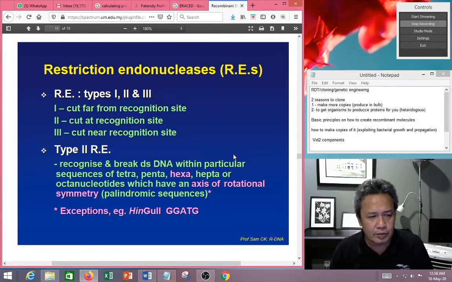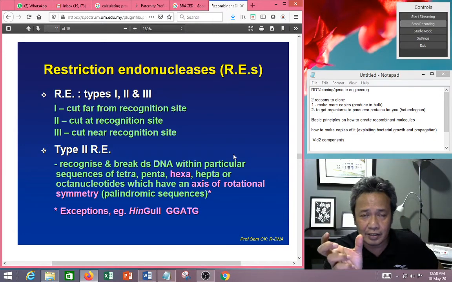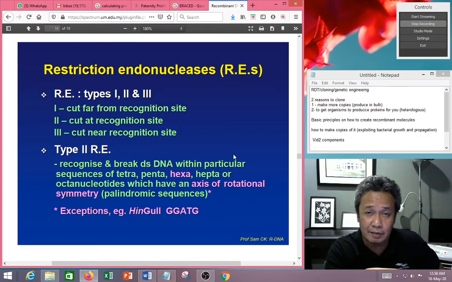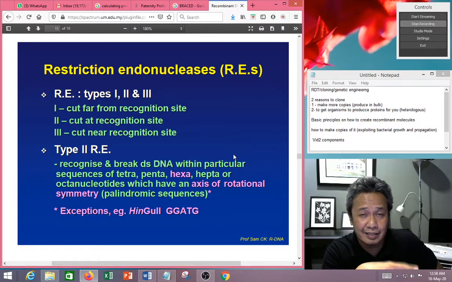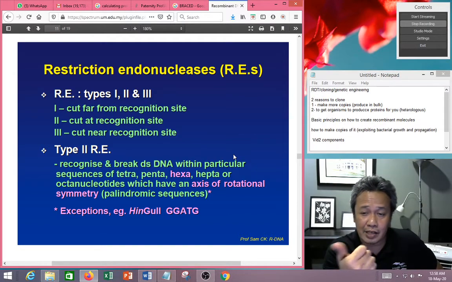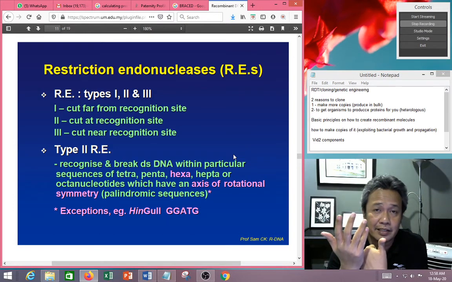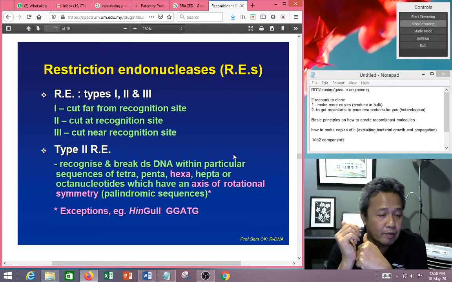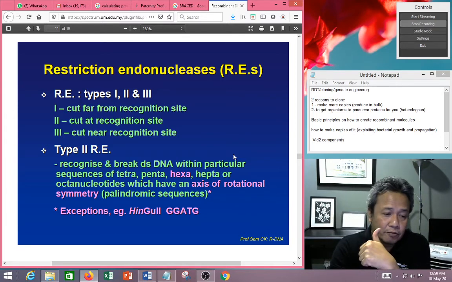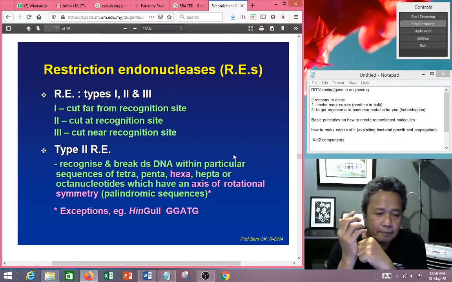Type 2 restriction enzyme recognizes and breaks double-stranded DNA within particular sequences of tetra, penta, hexa, hepta nucleotides. This depends on the length of the restriction site. For example, EcoR1 recognizes how many bases? GAATTC, 6 bases. So this falls under the hexanucleotide class, right? 4, 5, 6, 7, 8.